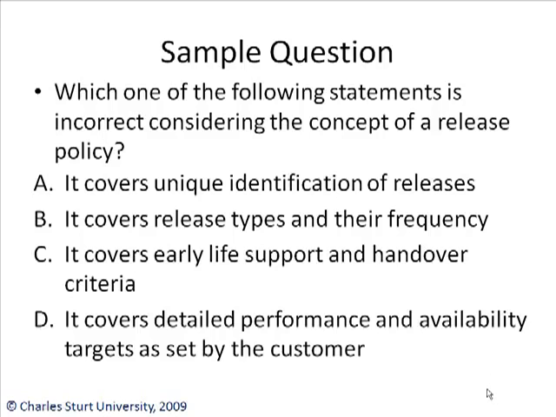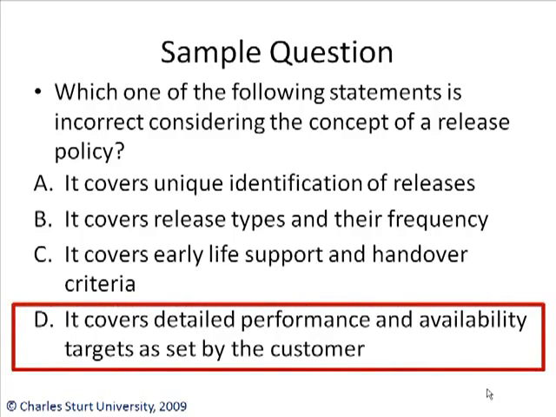Okay, and the answer is answer D. It covers detailed performance and availability targets as set by the customer. Well, that's the stuff you typically find in a so-called service level agreement. I wouldn't put that into a release policy. But A, B, and C, that's typically stuff you would find in a release policy.